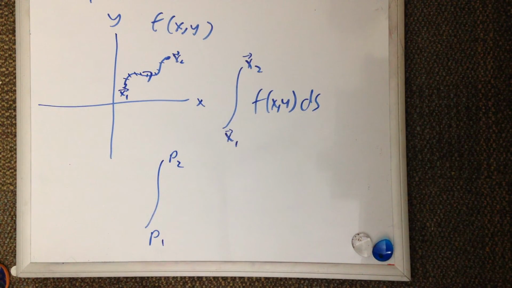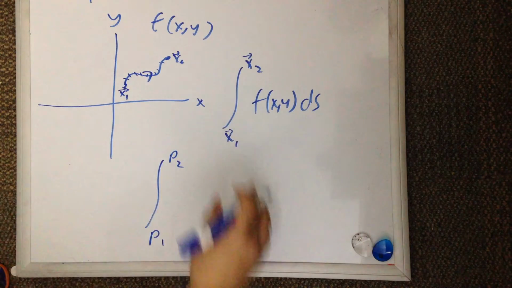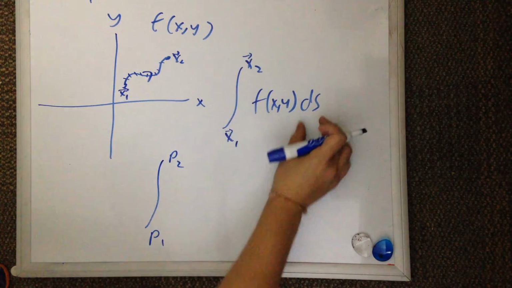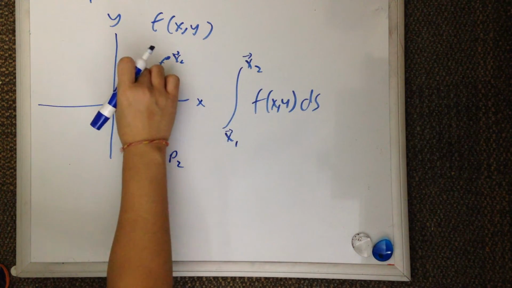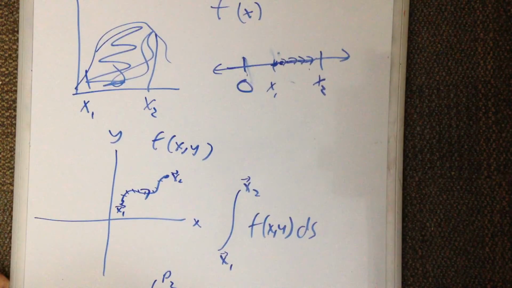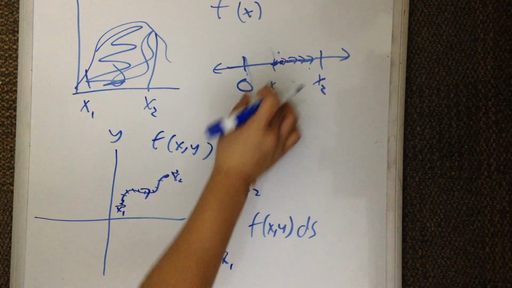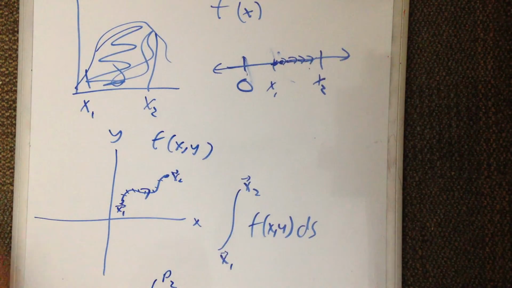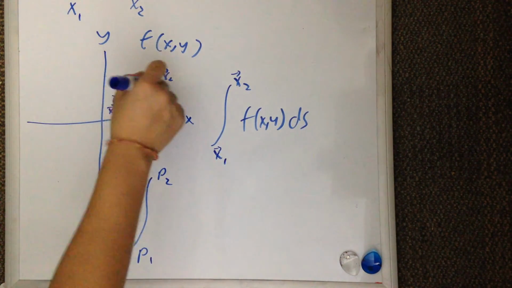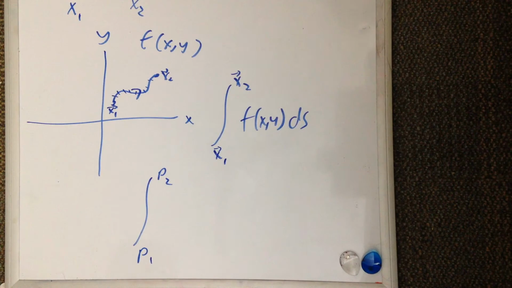We'll go over what the ds thing is later, because it's a little bit complicated. But ds is basically a length element. The difference is the length element in one dimension always stays the same, and the length element in 2 dimensions doesn't, because we've got some curvature; it's not straight. And that's the real concept behind scalar line integrals, and actually vector line integrals as well.